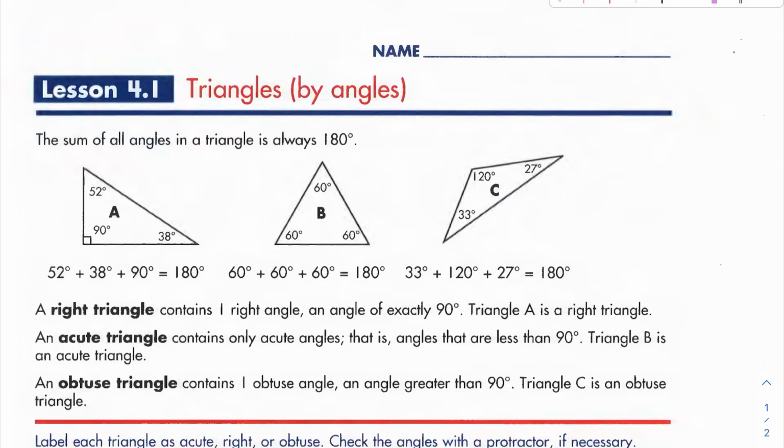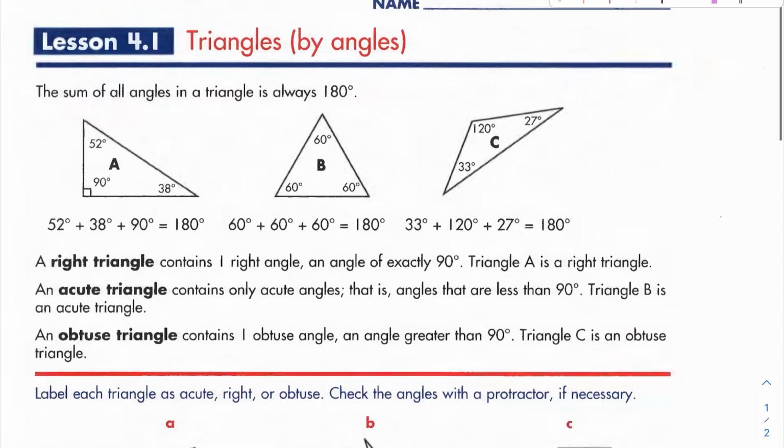Finally, we can name a triangle as an obtuse triangle. An obtuse triangle contains one obtuse angle. An obtuse angle is an angle that is greater than 90 degrees. Triangle C is an example of an obtuse triangle due to the fact that it has one angle that is equal to 120 degrees. 120 degrees is greater than 90 degrees, so it is an obtuse angle, making it an obtuse triangle.